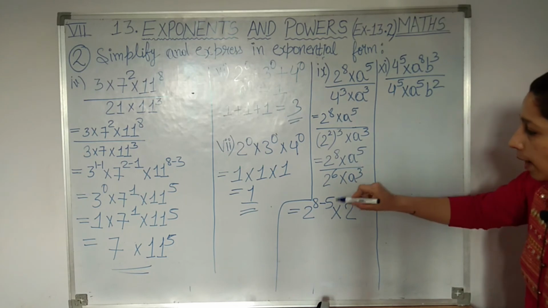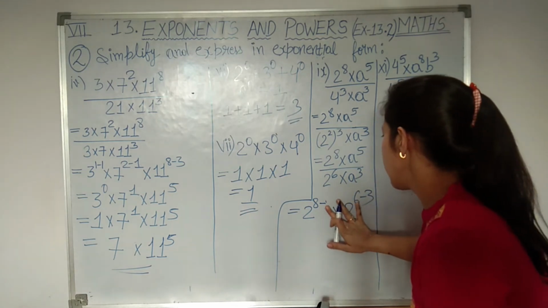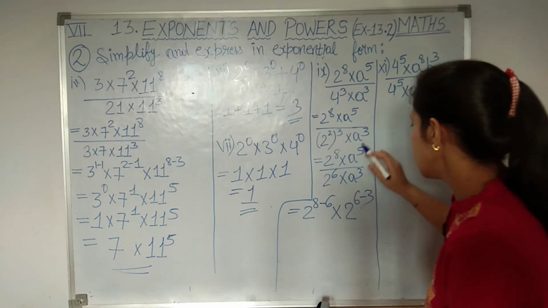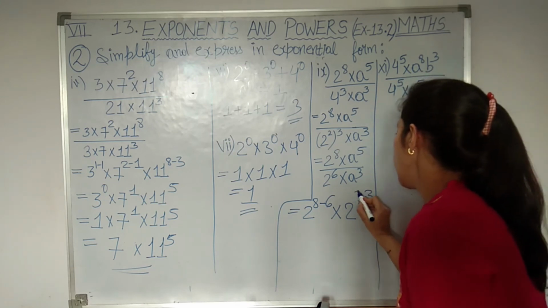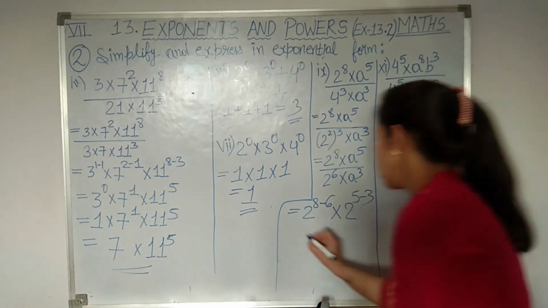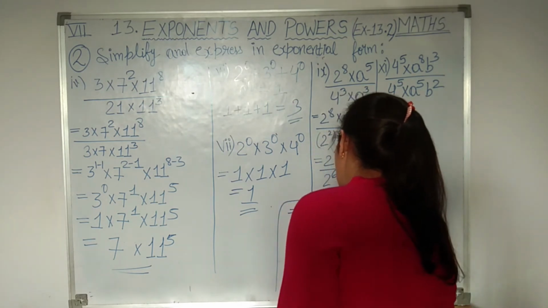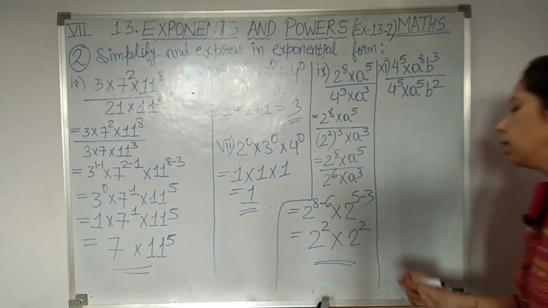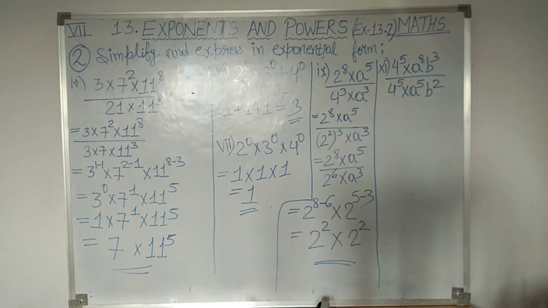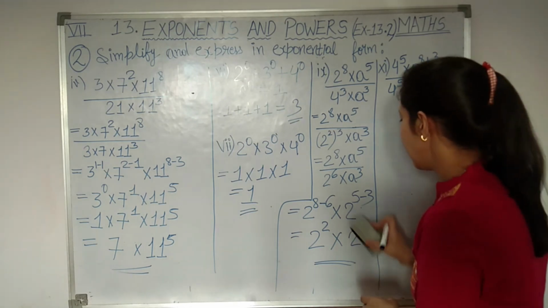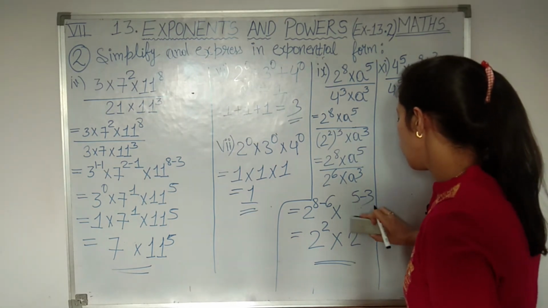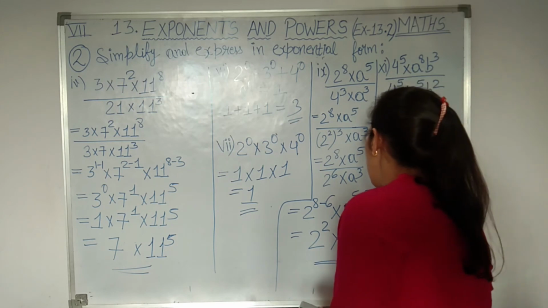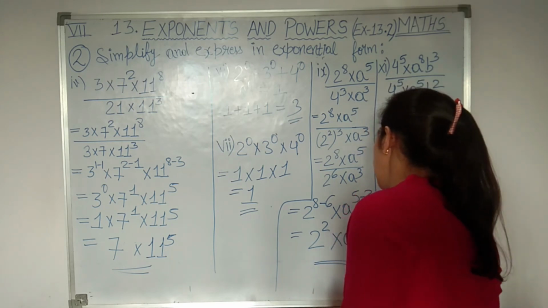Okay, students, 8 minus 6 will come, then here 5 minus 3. Okay, then on subtracting we will get 2 raised to the power 2 into 2 raised to the power 2. Yeah, one thing, students, by mistake here I have written 2. 2 will not come now. What will come? A will come. So again a raised to the power 2.